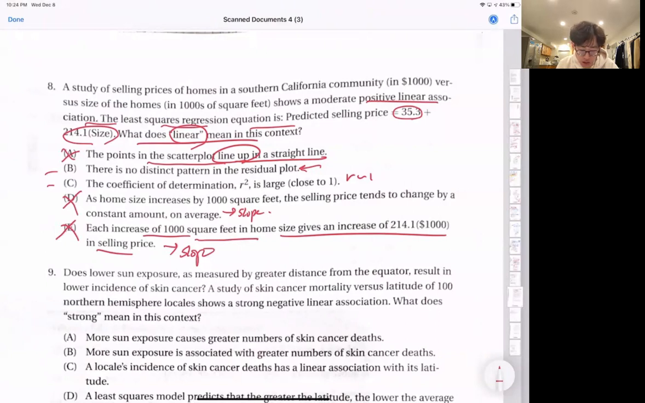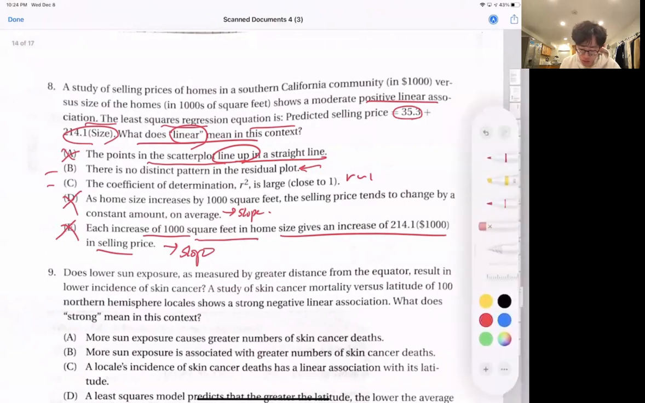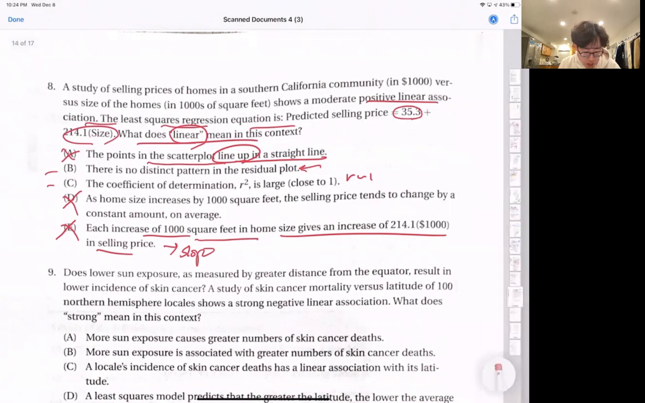What does the linear line mean? Okay, so maybe, wait a minute. I have to reread this one. As home size increases by 1,000 square feet, the selling price tends to change by a constant amount. I love the word tends here. First of all, E is out because it's straight up describing the slope here. For number 8, they said it was D, but quite honestly, for this one, let me just go over why all the other ones make no sense.